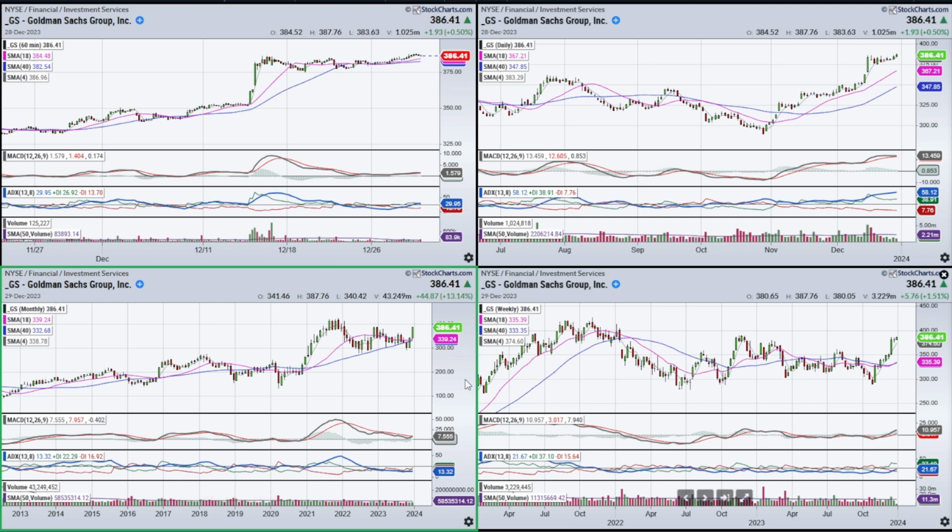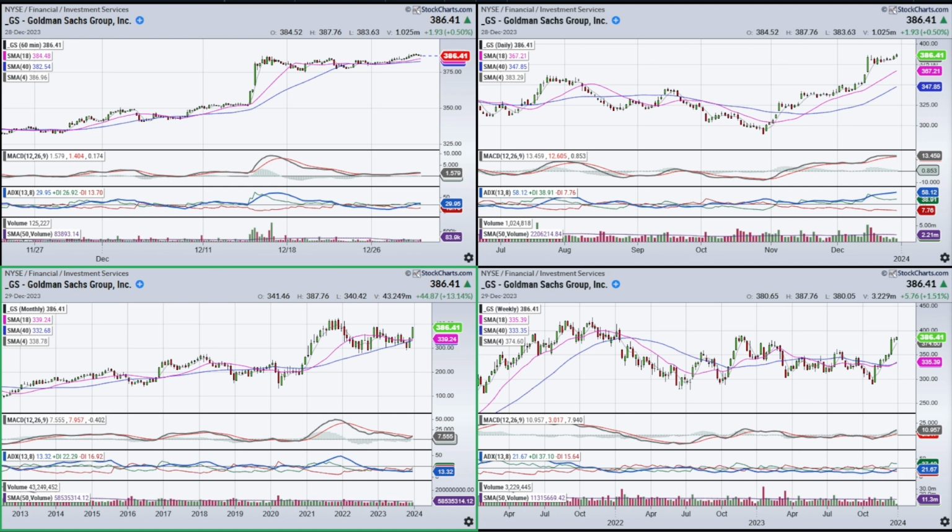Okay, so I've got the stock of Goldman Sachs up. I do have the 4 time frames up, but I'm not going to use the hourly today. I'm going to start with a monthly here, work down to a weekly, and then show the signal on the daily.